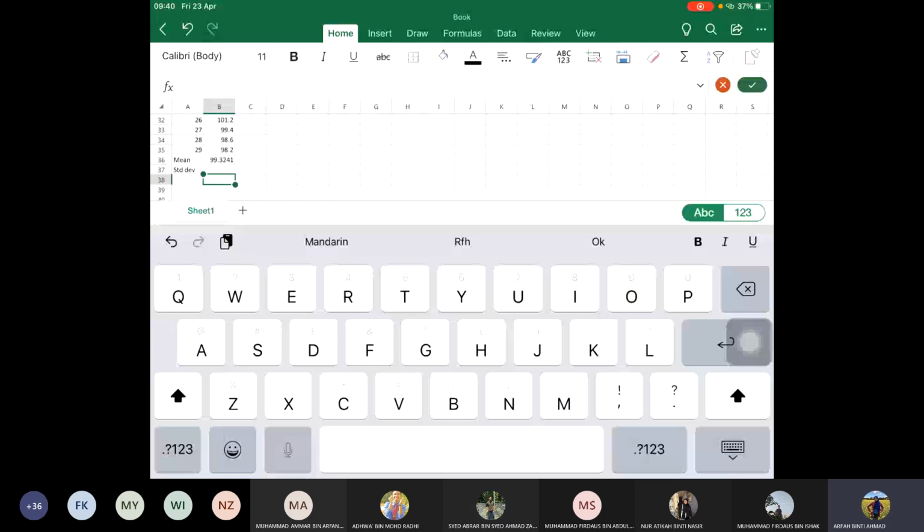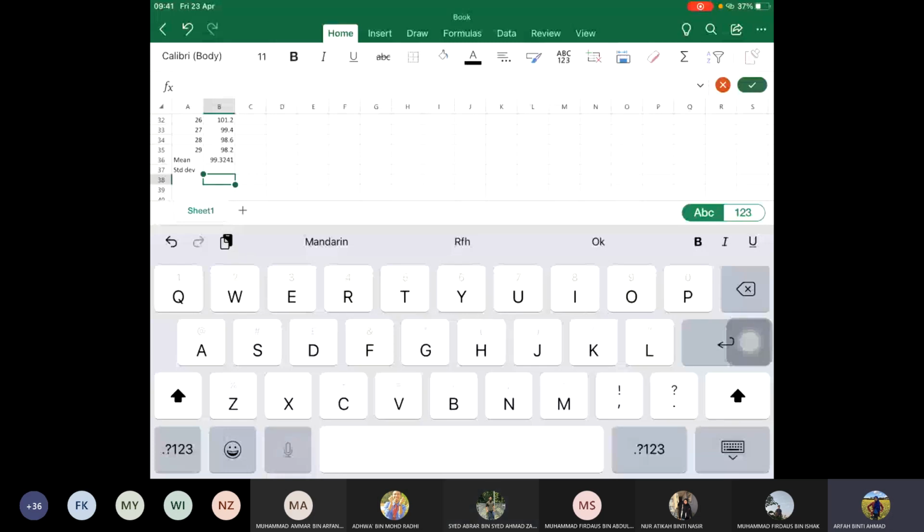Kalau median? Median tak. Median satu je. Median sahaja. Dia tak ada nama lain. Median, mod, tu tak ada nama lain. Mean je tak silap saya yang ada dua nama. Dekat dalam Excel dia tak tulis mean, dia tulis average. Tapi sebenarnya itu adalah mean.